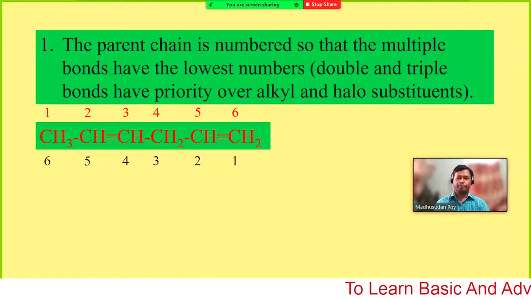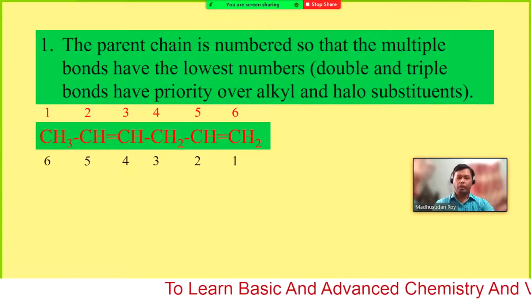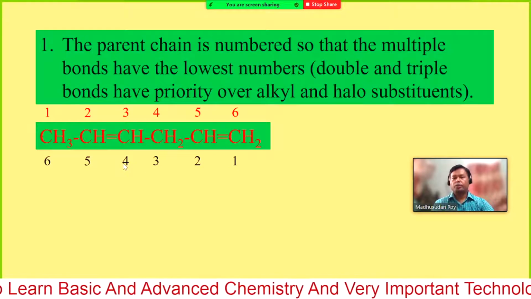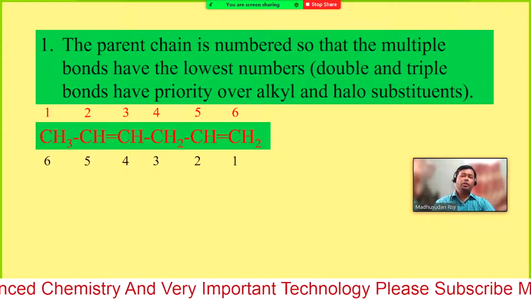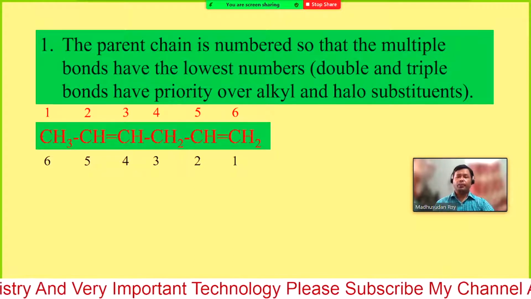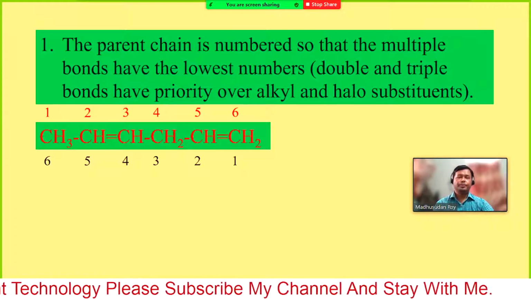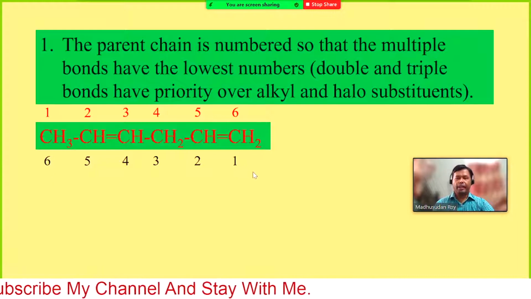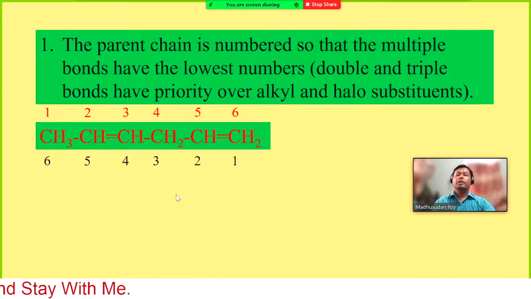This is one way of numbering, but if we follow this other numbering, what is the summation of the positions of the double bonds? This is 1 and this is 4. 4 plus 1, that means we get 5. So which one should be followed? Anyone? The second one, 1 plus 4, the black numbering. Yes, thank you.